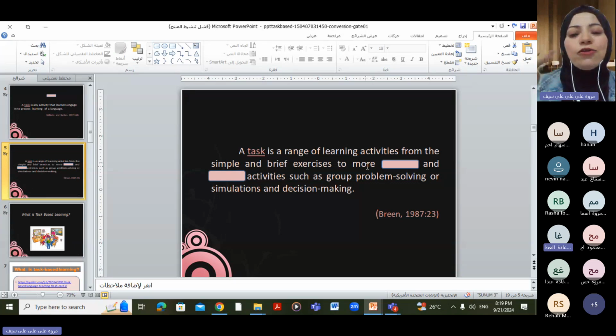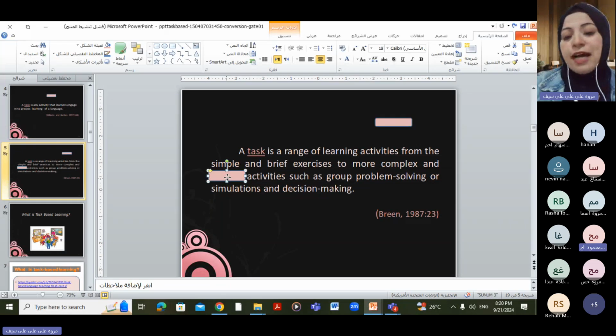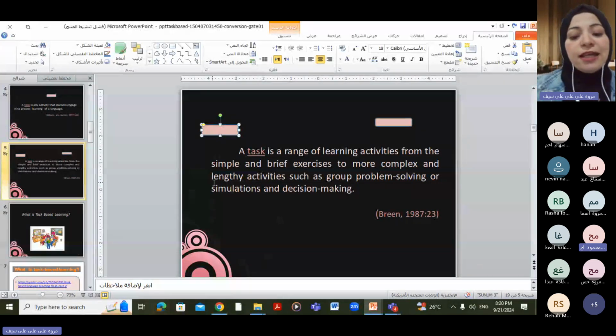Can I say? Sure, go ahead. A task is a range of learning activities from the simple and brief exercises to more varied and difficult activities, maybe. Can you provide me with the opposite to these words? So it goes from the simple and brief to what is the opposite? Complicated one. Okay, and what else? The opposite of the word brief. Detailed. Okay, it's really close to what you said. So a task is a range of learning activities from the simple and brief exercises to more complex and lengthy activities such as group problem solving or simulations and decision making. So this is the definition of a task according to Breen in the year 1987.